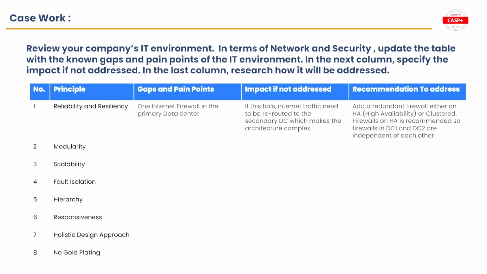For example, in terms of reliability and resiliency, a common gap is the lack of a redundant firewall facing the internet in one of the data centers. If this fails, internet traffic needs to be rerouted to the secondary DC, which makes the architecture complex. To solve this architectural concern, you may want to add a redundant firewall, either in HA or clustered, okay? Firewalls in HA are much more recommended, so firewalls in DC1 and DC2 are independent of each other, as compared to doing a firewall cluster between DC1 and DC2, where they are not independent of each other if clustered. Okay, so this is the casework.